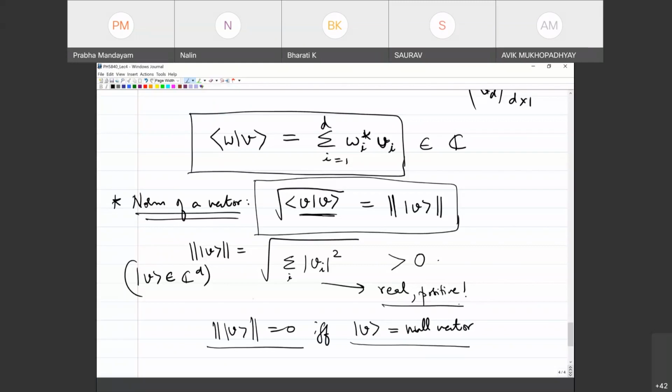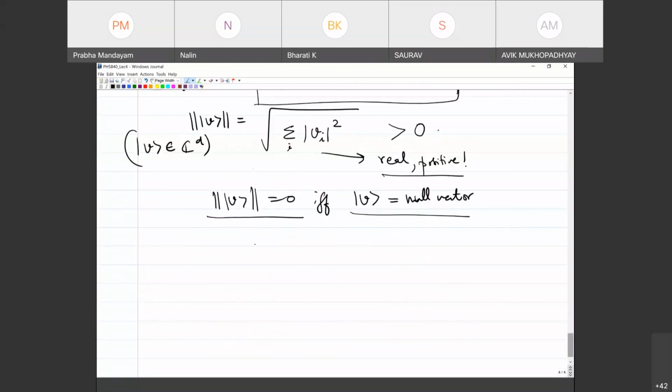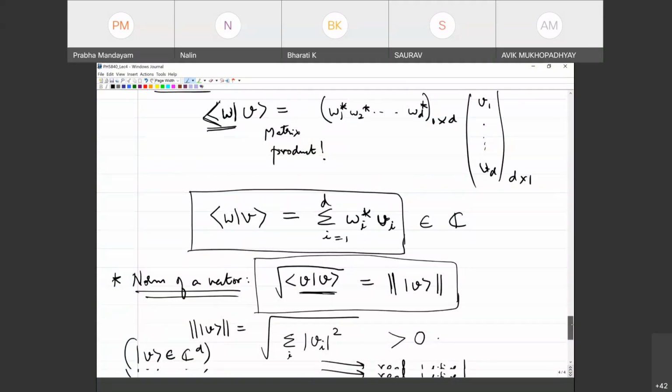You can visualize the idea of a norm geometrically as the length of a vector, right? So the norm essentially is a kind of characterization of the length of a vector. So in real three-dimensional space, the norm would simply be the x component squared plus the y component squared plus the z component squared, which is what you refer to as the length of a vector, right? So the norm essentially captures the idea of the length more abstractly, right? So once you have an inner product, you have a norm, okay?